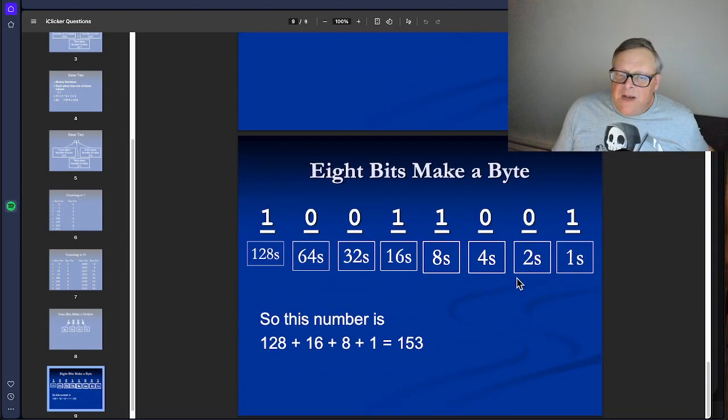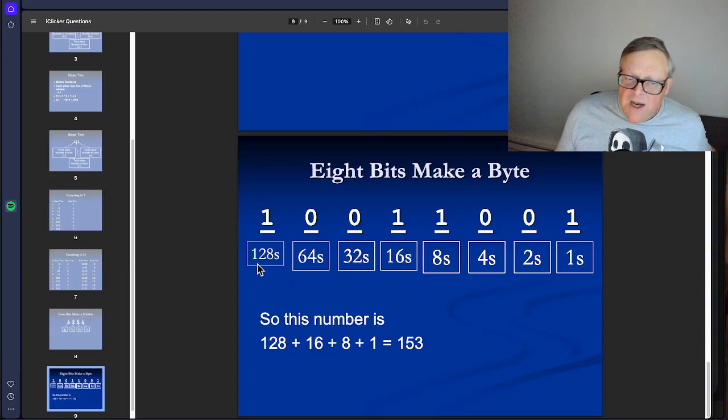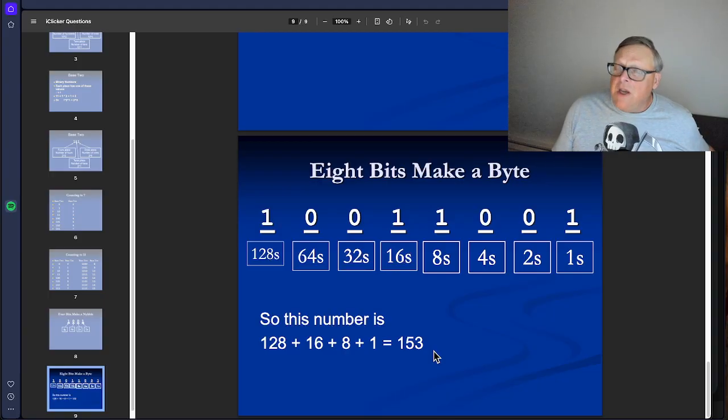And in 8 bits, you just extend that, so you have 8 places. This is the number of 1s, 2s, 4s, 8s, 16s, 32s, 64s, and 128. So one way to figure out what this number is: it's 128 plus nothing, plus 16, plus 8, plus nothing, plus 1. So you have to add those 4 numbers, and you'll get 153. And there are simpler, faster ways to do it, but this is how you usually start when you're learning binary, because it's easier to understand the concept.